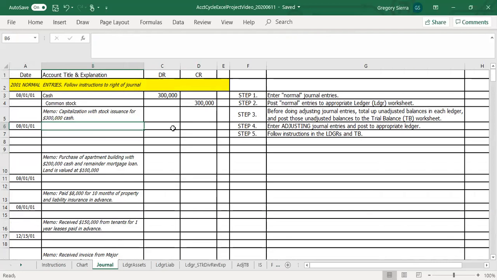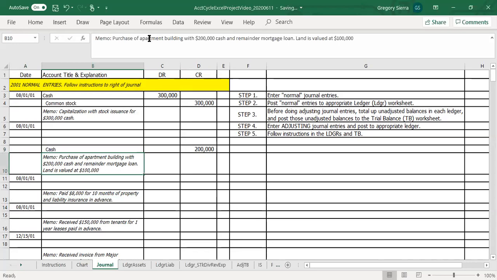Let's see, the cash. So the cash is going out. What I usually like to start with is cash because I can tell if it's going out or coming in. It's an asset, so we're going to decrease it with a credit. So cash is credited because we're paying something instead of receiving cash. The remainder: apartment building, 200,000 cash, the remainder loan, the land is valued at 100,000.